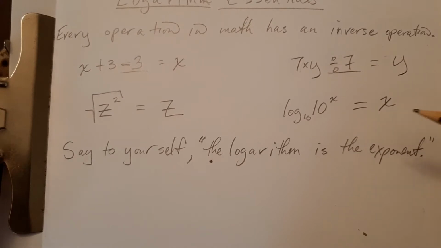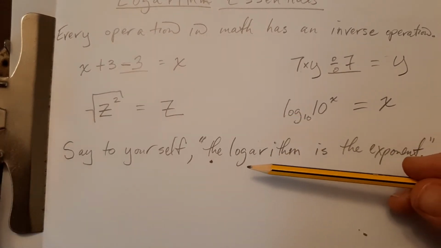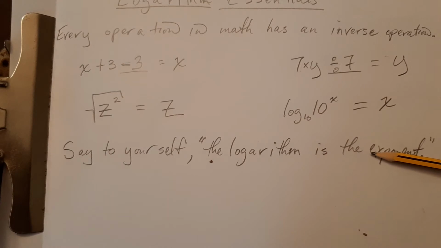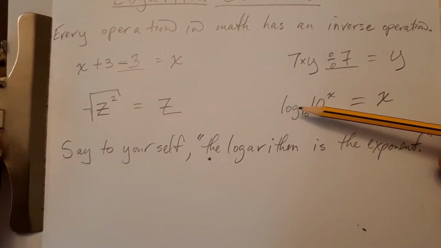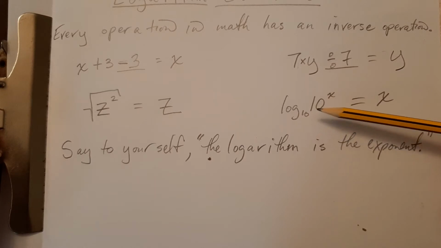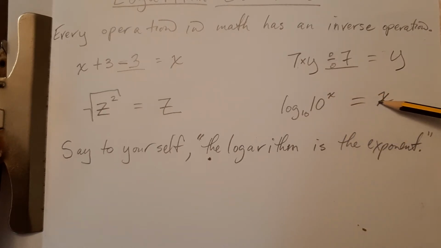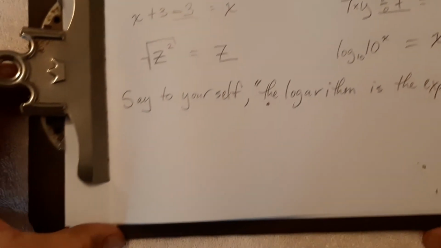So every time you're working with these things, say to yourself, the logarithm is the exponent. So the logarithm, and it has to be base 10, of 10 to the x, is the exponent. Okay, is x. Okay, so let's write that one more way.